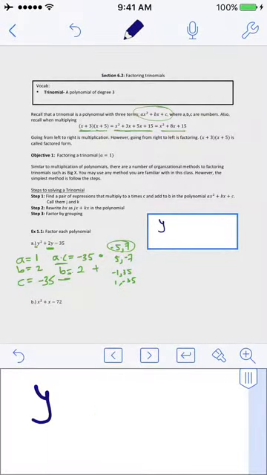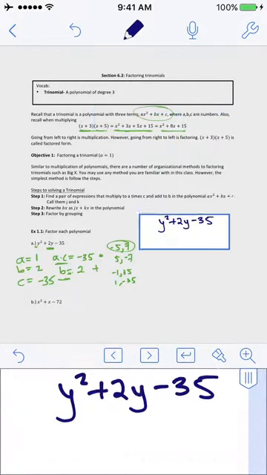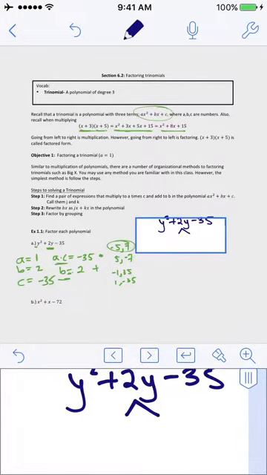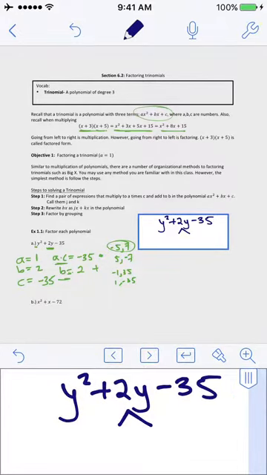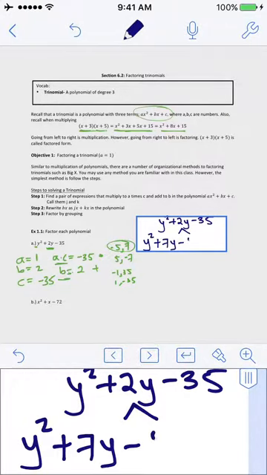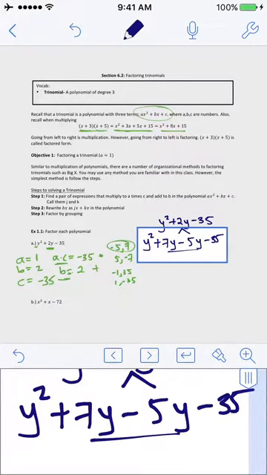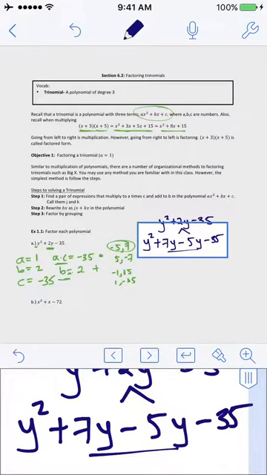So here was my original polynomial, y squared plus 2y minus 35. That's my last step when multiplying. Now I'm going to go back a step. I'm going to uncombine like terms with those two numbers I just found. So instead of y squared plus 2y minus 35, I'm going to have y squared plus 7y minus 5y minus 35. And notice, if I wanted to go back a step, all I'd have to do is combine these like terms and I would get back to where I started. I used those numbers to undo that step in the multiplication process, because factoring is just undoing multiplication.